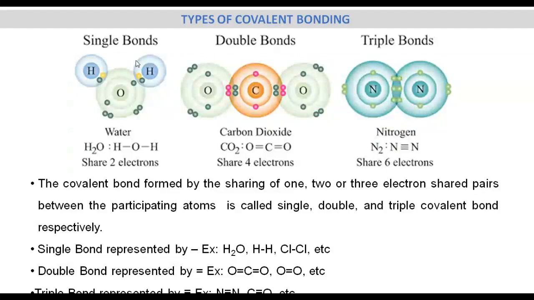These are represented by a hyphen for a single bond, a double bond line here, and a triple bond line. Examples of single bonds are water, hydrogen, chlorine molecule, etc. For the double bond, examples are carbon dioxide and oxygen molecule, etc. For the triple covalent bond, examples are nitrogen, carbon monoxide, and so on.